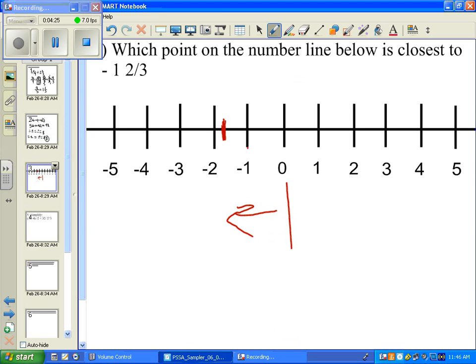Because if you take any of these, you can always take one of these and make it into thirds. 1, 2, 1, 2, 3. Like here. 1, 2, 3. So we're at the 2/3 mark here. So this would be where the point is at negative 1 2/3.